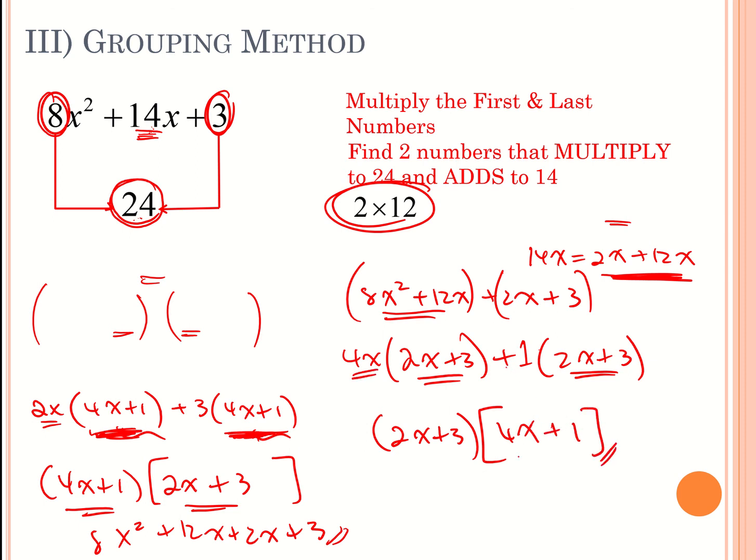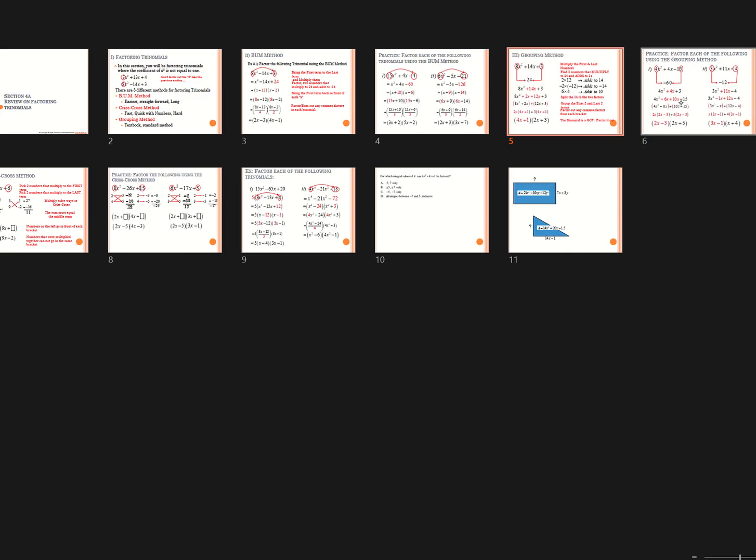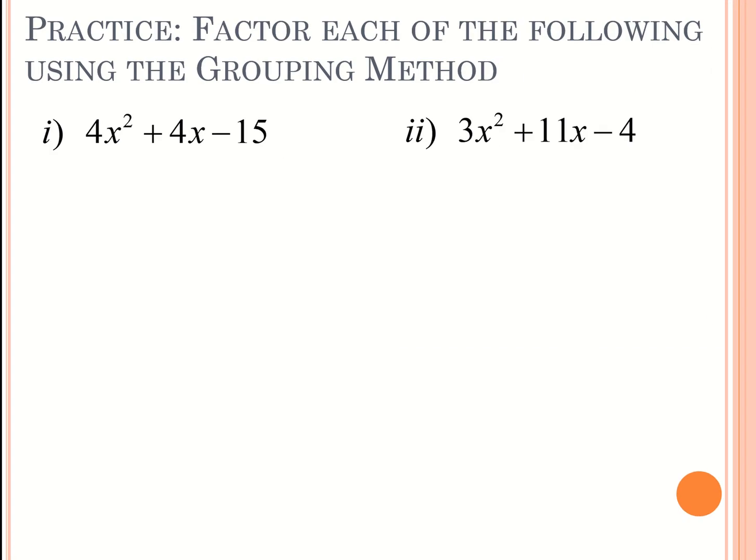And what you notice is, hey, they're the same, but it's switched back and forth. The reason that occurs is because the 2x and the 12x are switched back and forth. So again, you factor it. Let's do a practice. So just do the first one, pause it, and then watch the video. If you want to do the second one, you can go online and look at the PowerPoint. So I'm going to pause it right now.